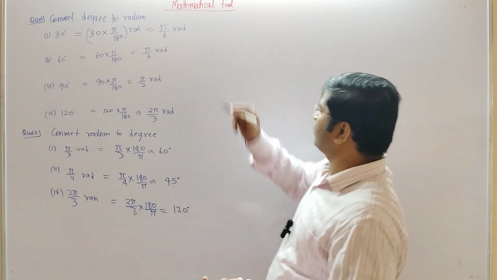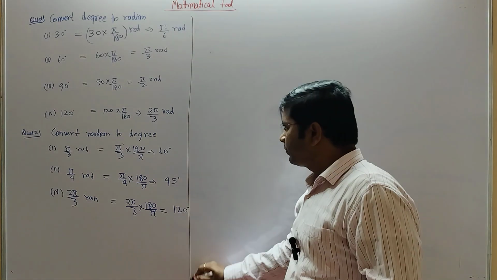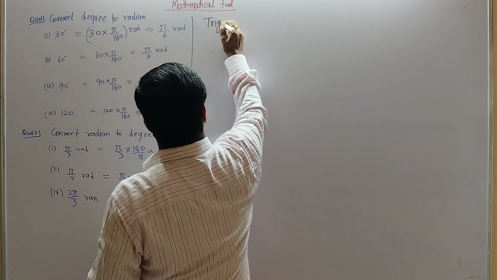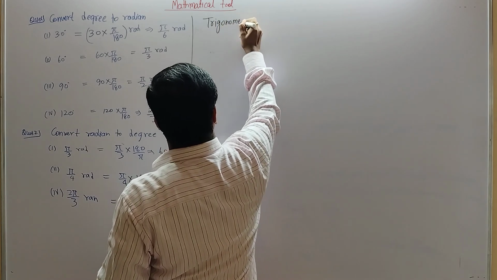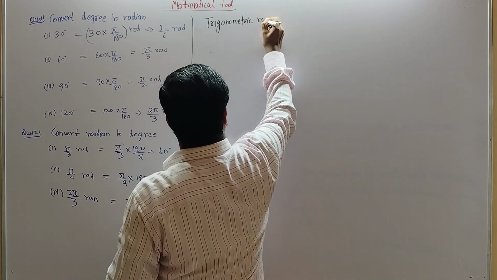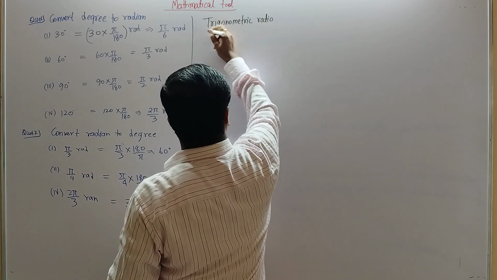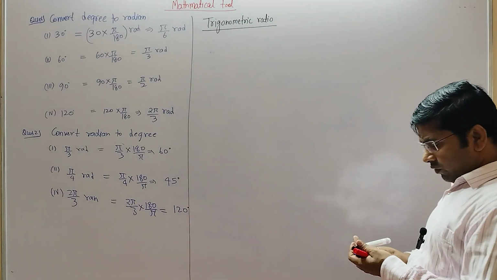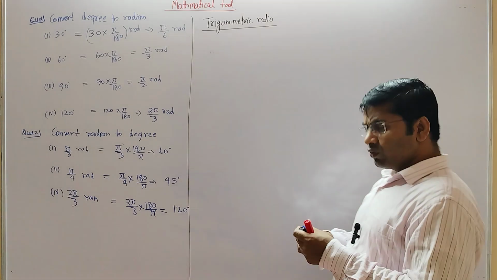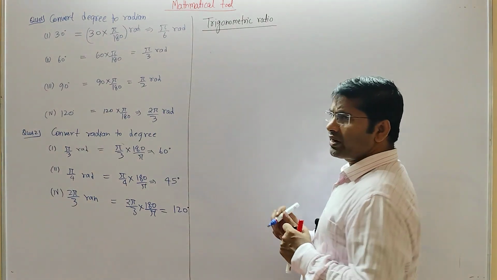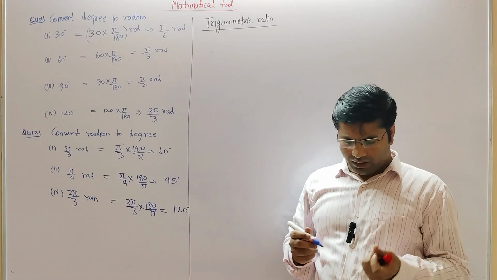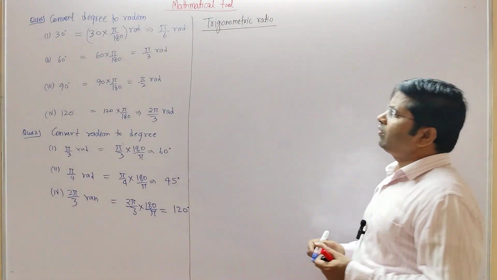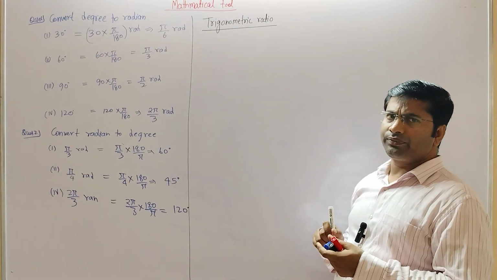How are trigonometric ratios defined? Trigonometric ratio means here we will take a right angle triangle, and we will write the ratio of sides of the triangle. First you complete this one.